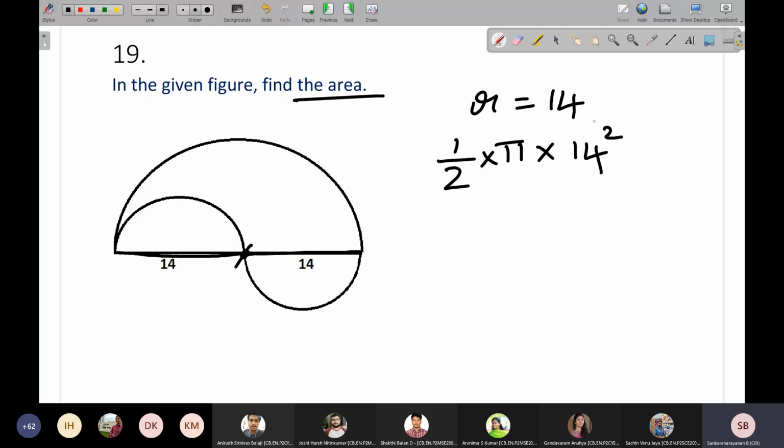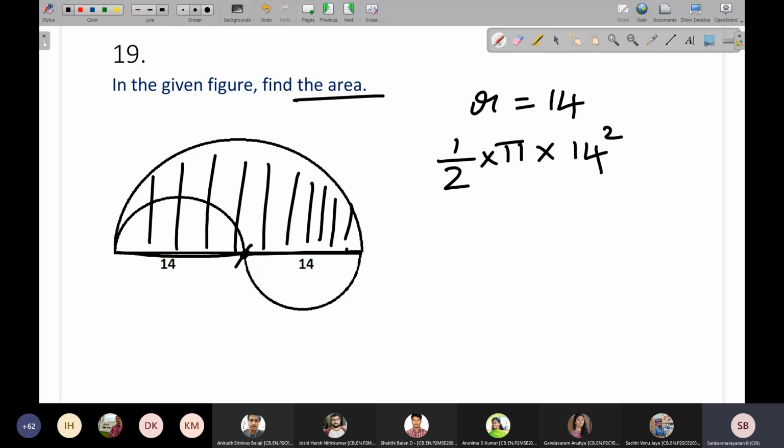Okay, because for the full circle the radius is 14. So the full circle has the area pi r square, but you are focusing only on the semicircular region here. So this much area, if you calculate, comes to half of pi into 14 square.